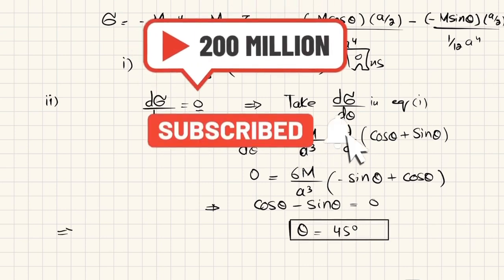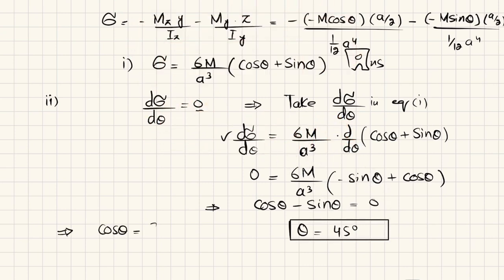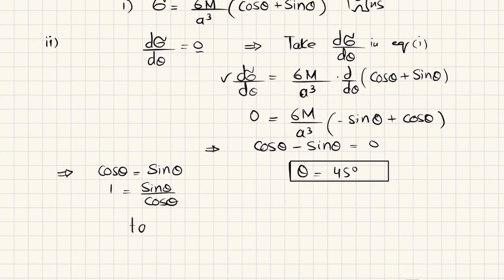Why? Because cos theta is equal to sin theta. If I divide by cos on both sides, you will get 1 is equal to sin theta divided by cos theta. So we will get tangent of theta is equal to 1. If you take theta is equal to tangent inverse of 1, you will get 45 degree, which is the answer of our second part.